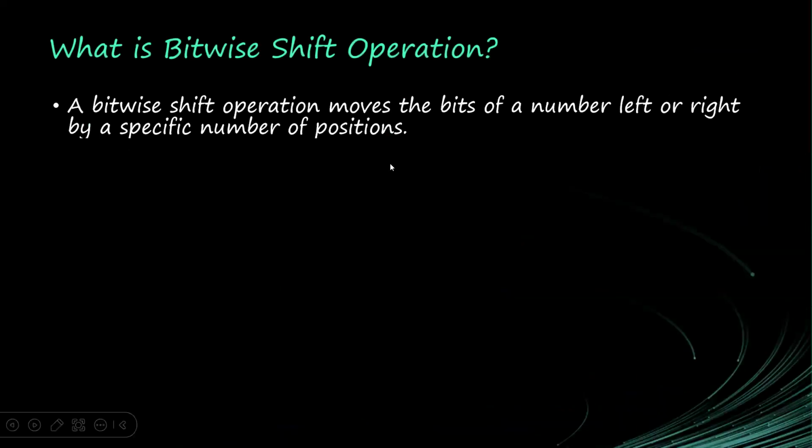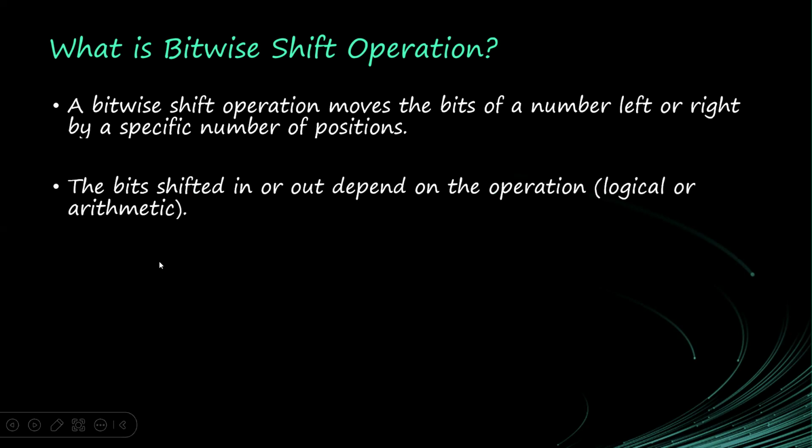A bitwise shift operation moves the bits of a number left or right by a specific number of positions. You remember that the bits we are talking about are a sequence of bits, all right? So a bitwise shift operation will move the bits, either to the left or to the right, okay? Now the bits shifted in or out depend on the operation, whether it is logical or arithmetic. Don't worry, we're going to explain more what we mean by the operation being logical or arithmetic.